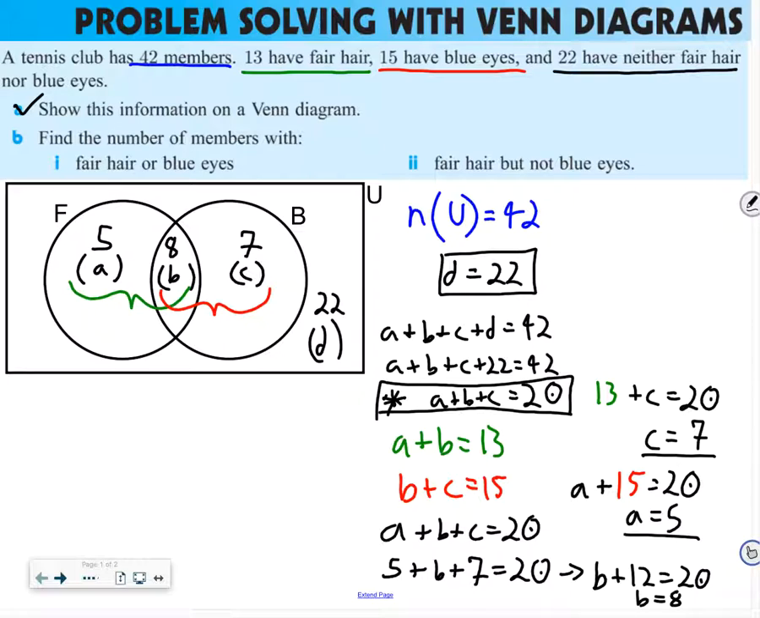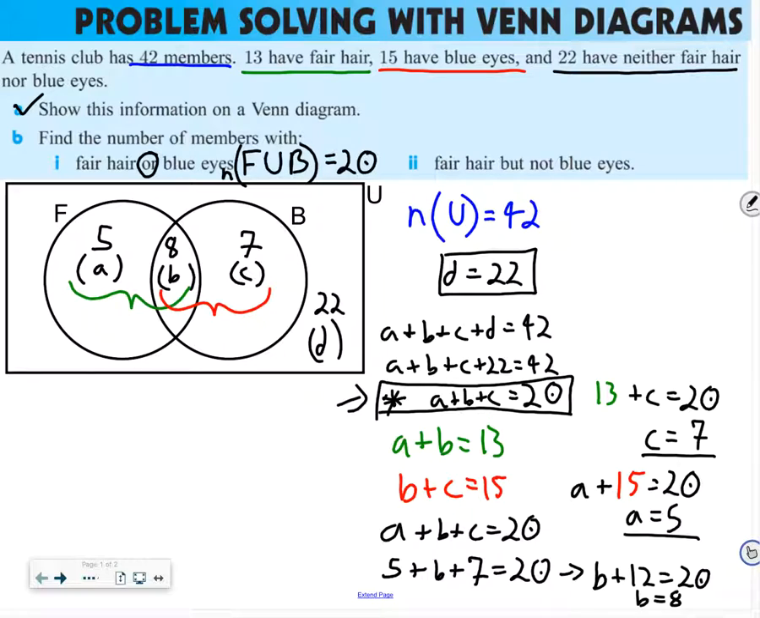Now I want to answer the questions in part B. Find the number of members with fair hair or blue eyes. When we see "or," this is F union B. They could have fair hair, blue eyes, or they could have both. The number of elements in F union B is equal to A plus B plus C, which is equal to 20, and I know that from right there.